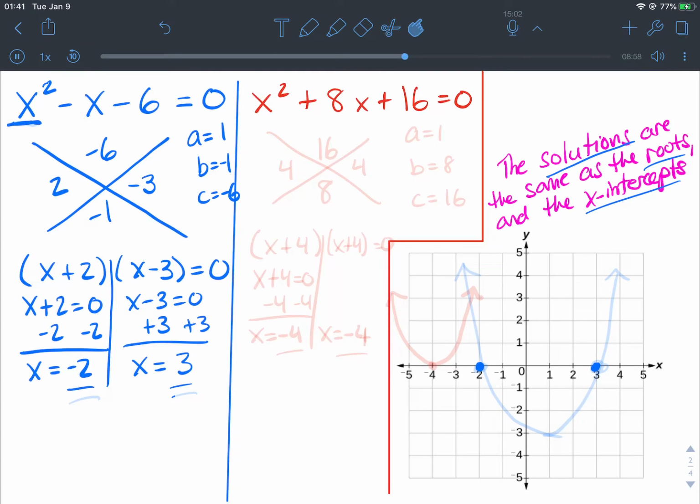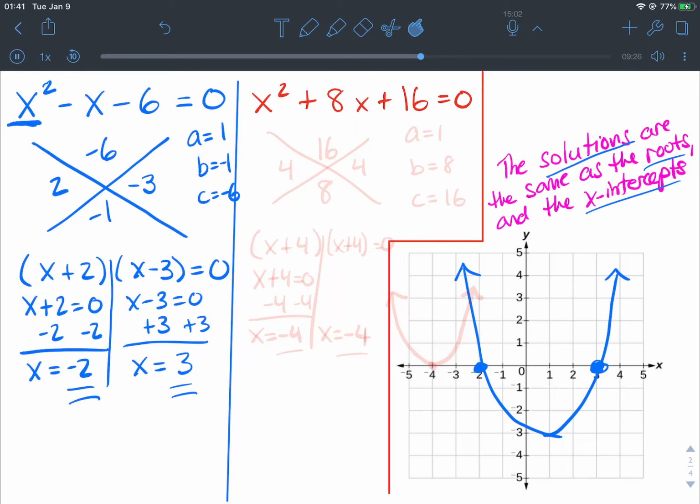And notice x squared is positive, so therefore it's going to be smiling. And its graph has to look something like this. This is not exact, this is not precise. I have no idea how far down it's going to go. I'm assuming it's something like that. But ultimately, what I'm trying to get at is the negative 2 and positive 3 are the x-intercepts of the graph.